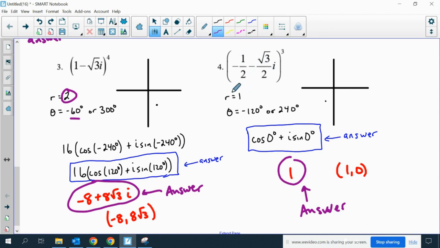Then I can convert this into the form I need. This one has a radius of 1 and then angle of negative 120. I can multiply 120 by 3 and get 360, or negative 360, which then goes to 0. 1 cubed is 1, so I could put a 1 on the outside if I wanted, but I don't really need to do that. There's my answer. There's my point.